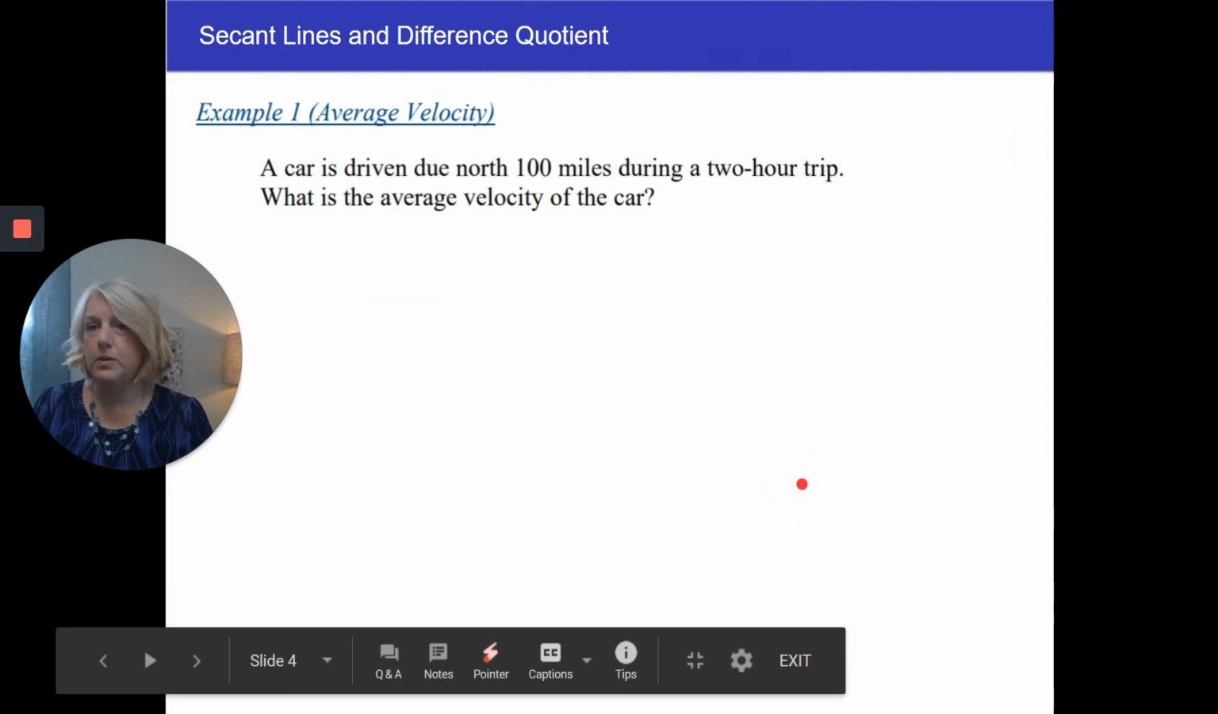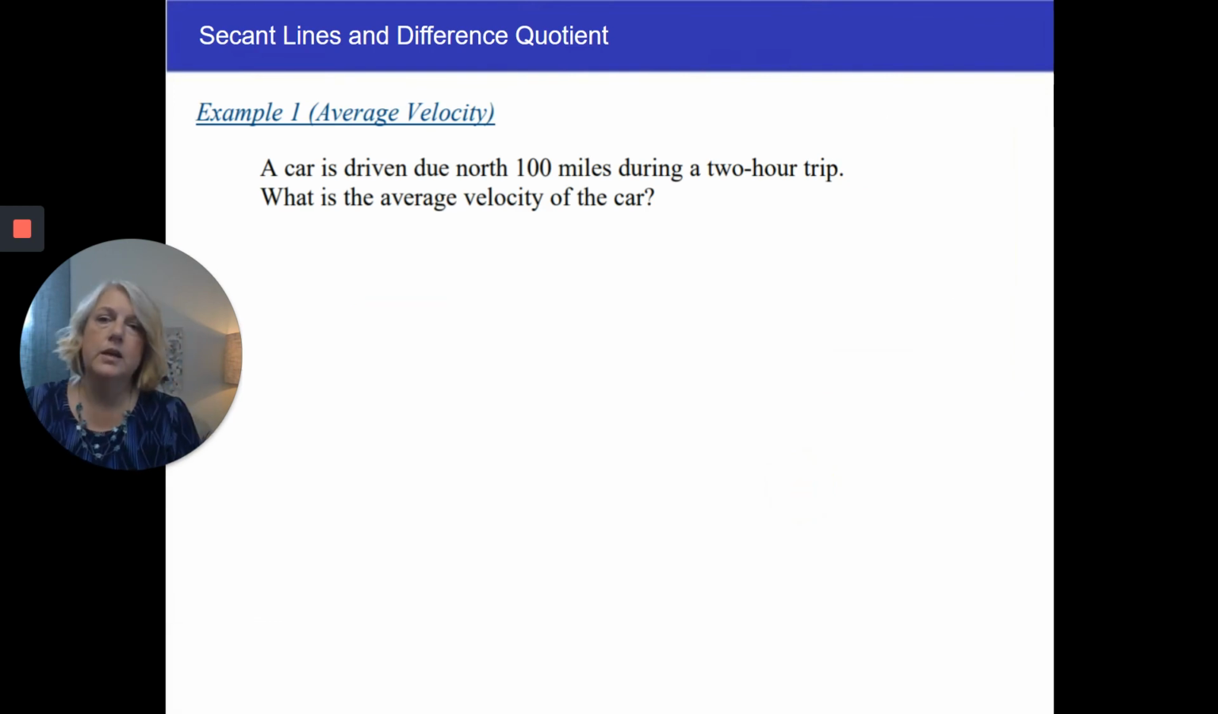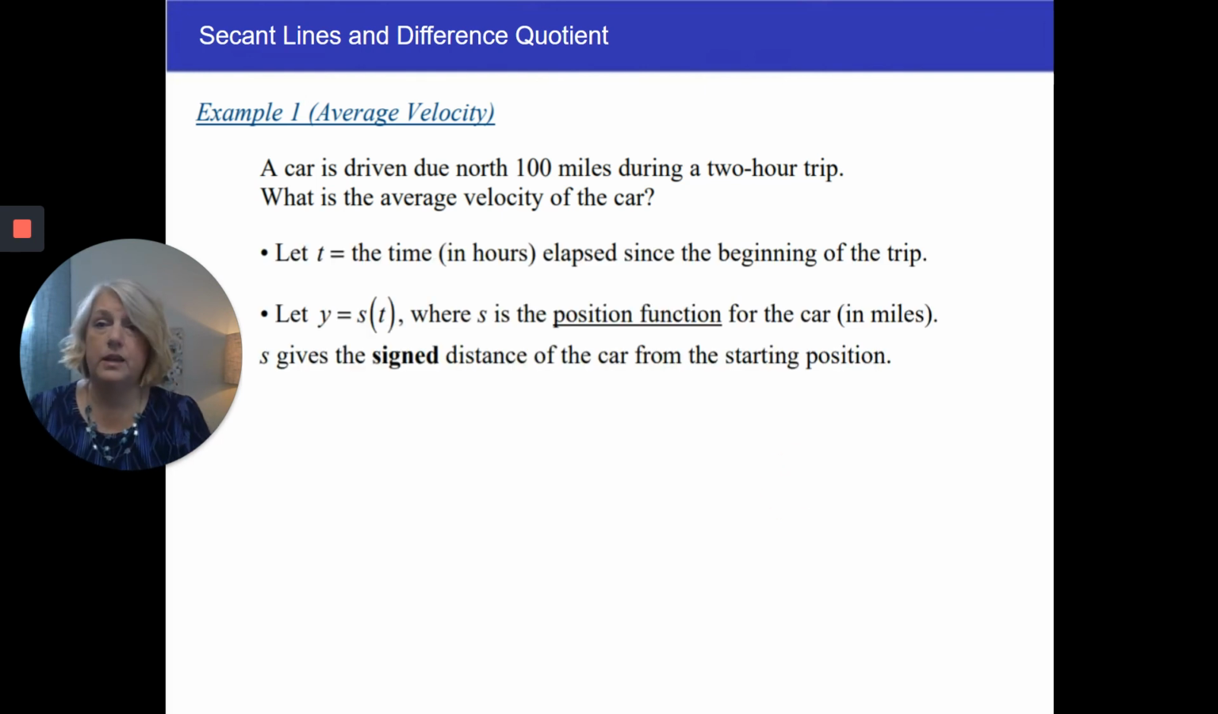Now let's look at an example where we might use this in calculus. Basically we do a lot of problems where we talk about velocity. If you've taken physics, you know that velocity has two components. There's speed, which is the magnitude of how fast the car is going, and then there is the direction, which way the car is going. So there's a positive and a negative component, and since we're doing north, we might say that north is the positive direction and south is the negative direction.